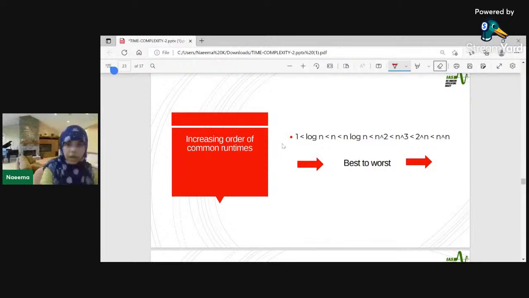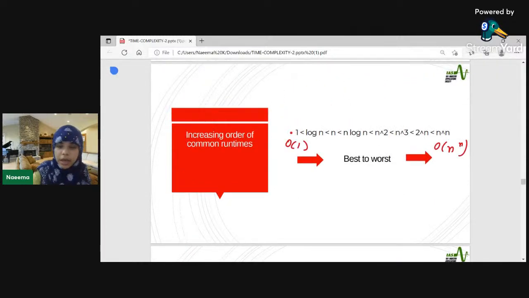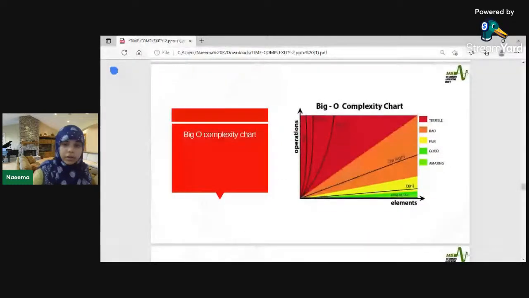Here we have the common runtimes in increasing order: big O of 1, big O of log n, big O of n, and so on until big O of n power n, with big O of 1 being the best and big O of n power n being the worst kind of runtime of an algorithm. Let me help you understand this better with the help of graphical representations.